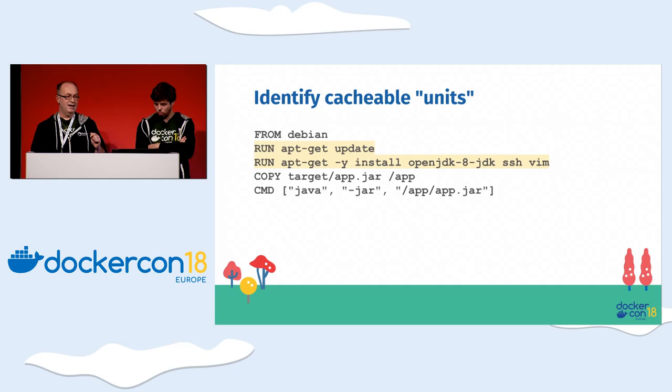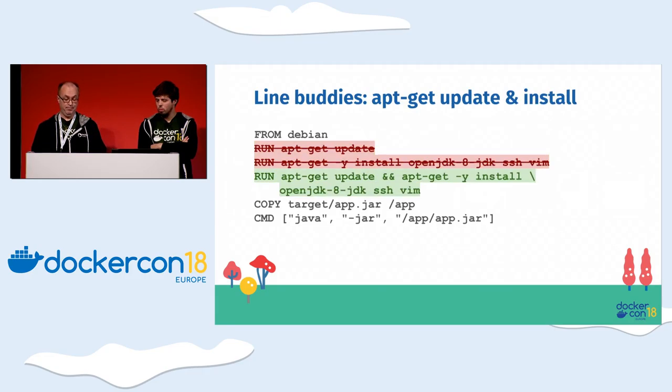So identify which things should be combined when breaking the cache and when caching. In this case, we want to combine them. So you combine the apt-get update and apt-get install into a single run instruction.